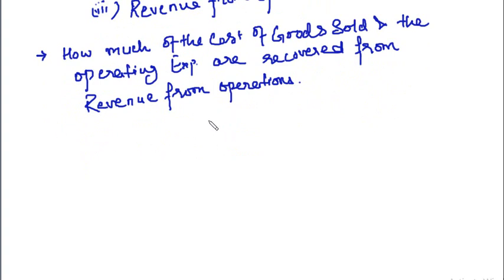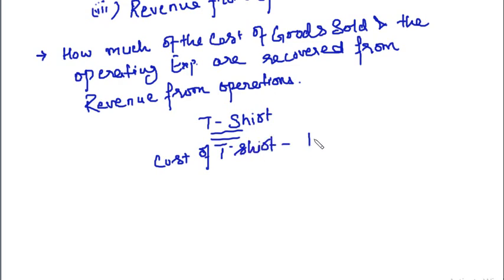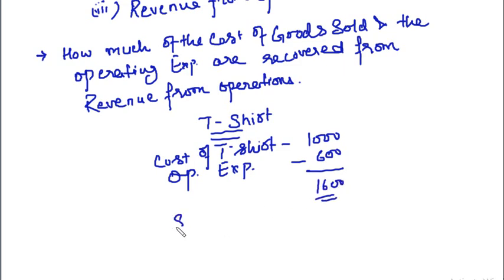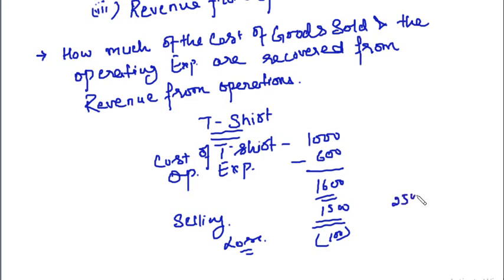Let's take an example. You are a t-shirt manufacturer. Right? Now the cost of buying the t-shirt, the cost of the t-shirt for you is 1000 rupees. Your operating expenses are, say, 600 rupees. Right? Total cost is 1600. Now if you are selling this t-shirt for 1500 rupees, are you getting any profit? No, there is a loss. And if you are selling this t-shirt for 2500, then you are into 900 profit.